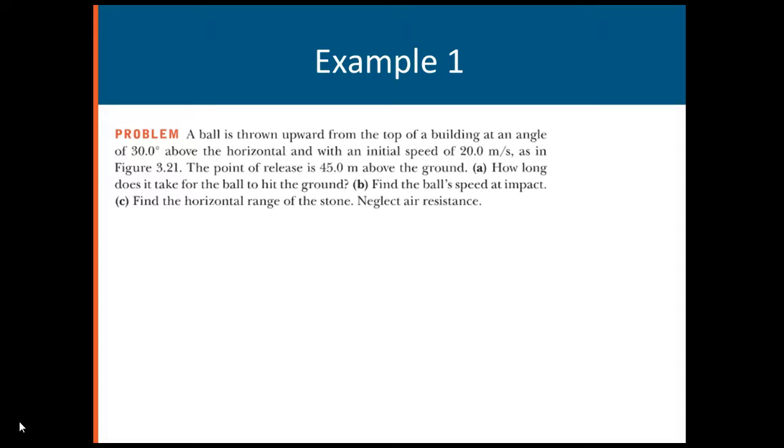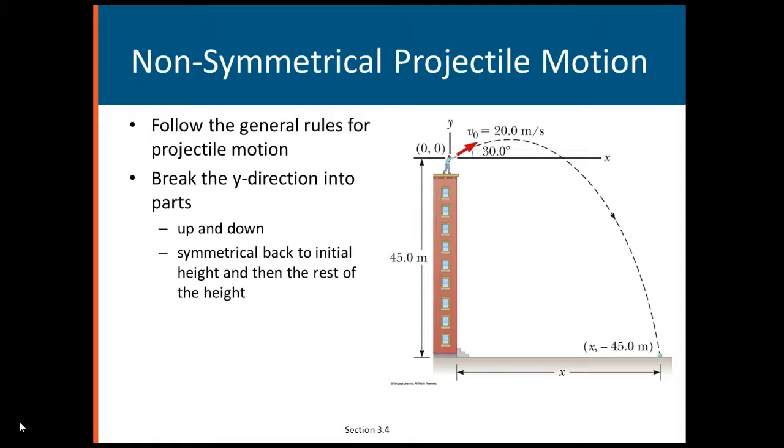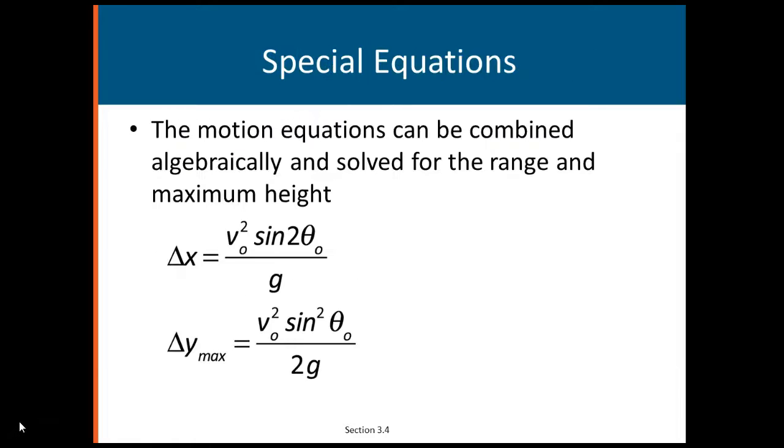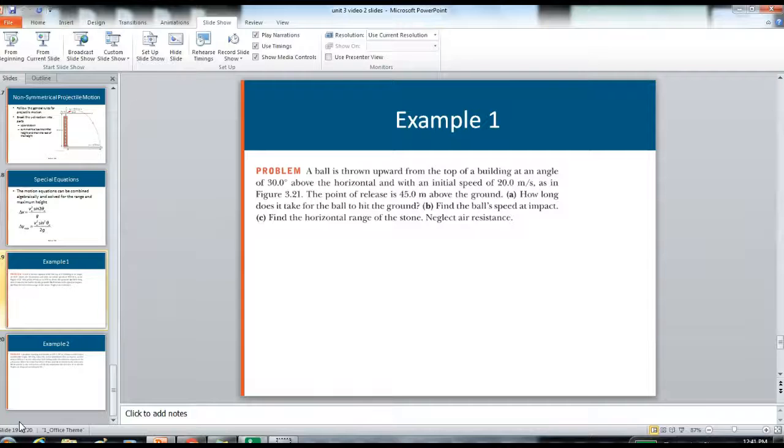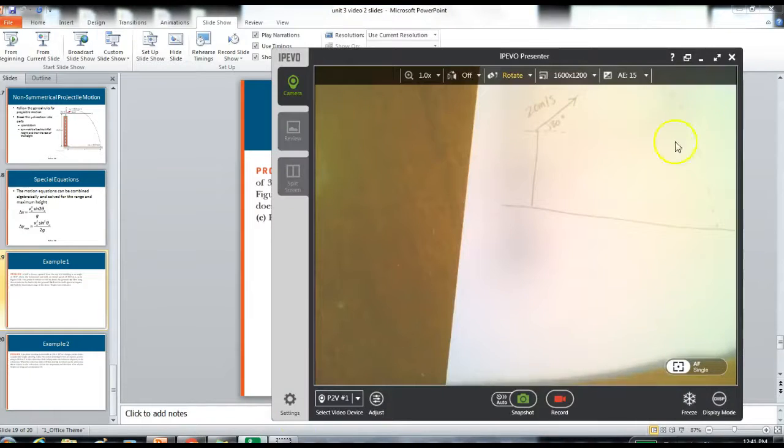So in this problem, a ball is thrown upward from the top of a building at an angle of 30 degrees above the horizontal and with an initial speed of 20 meters per second. The point of release is 45 meters above the ground, and we're just going to deal with part A for right now: how long does it take for the ball to hit the ground? So this is going to be similar to this problem where there's 2 parts, and I'll show you how we're going to break it up. So let's move on to the document camera here.